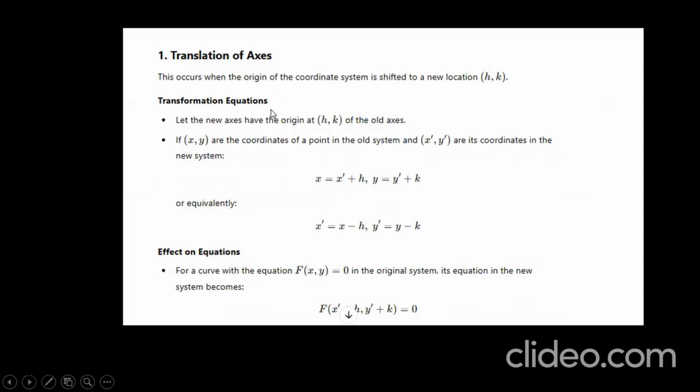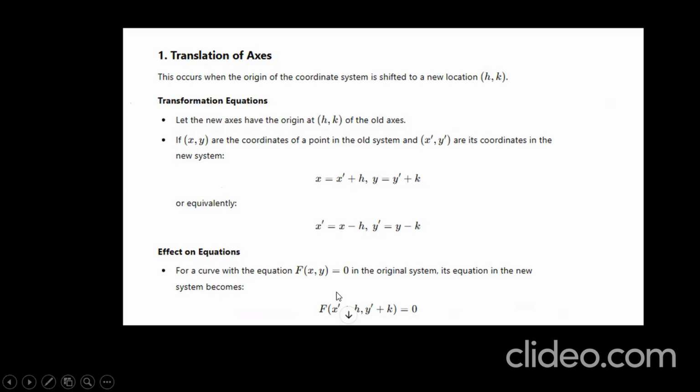Already we observed translation of axis. The new axes have the origin at the point (h, k) of the old axes. (x, y) are the coordinates of the point in the old system, and (x dash, y dash) are the new. x is equal to x dash plus h, y is equal to y dash plus k. And x dash is equal to x minus h, y dash is equal to y minus k.